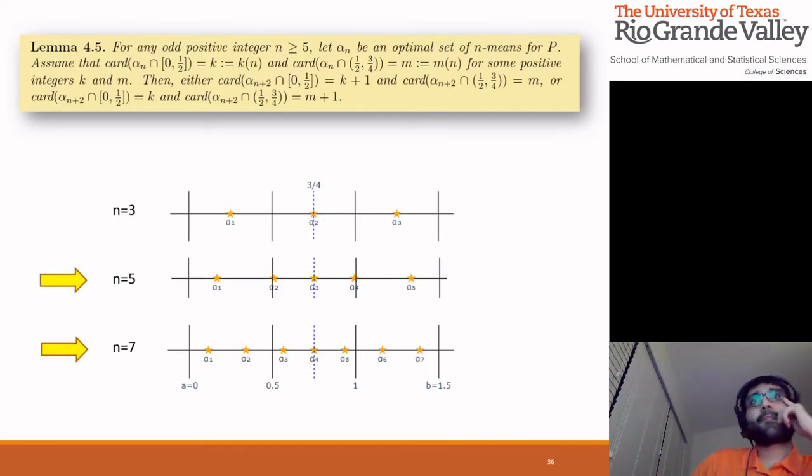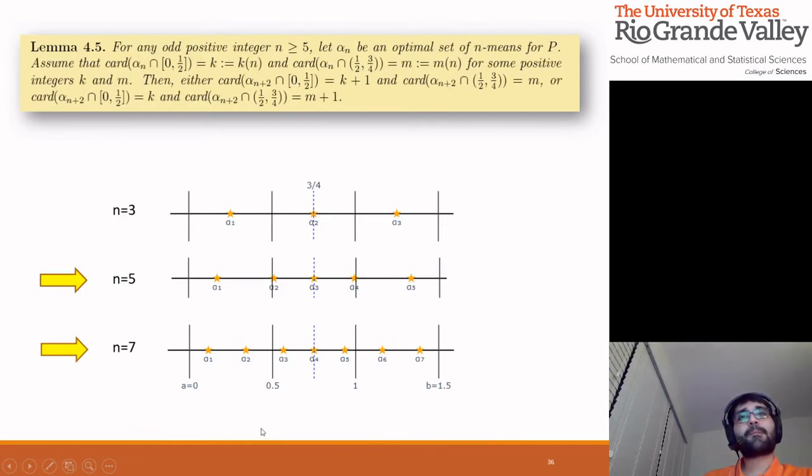Similarly for odd positive integers, we have the same pattern emerging. So when n equals 5, we have one quantizer here, one quantizer. Remember, we are not going to consider this one for this lemma. We have one quantizer in this region. The next quantizer appears in this case here, but for n equals 9, for example, we don't know. We have to check what happens at n equals 9.